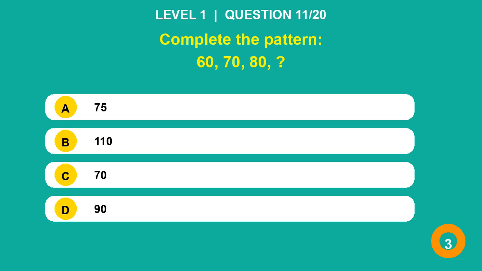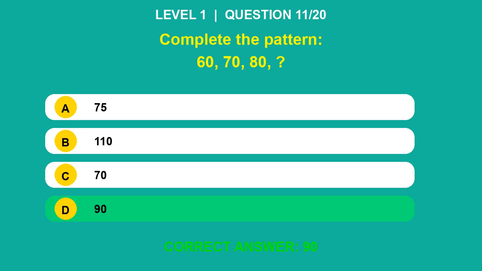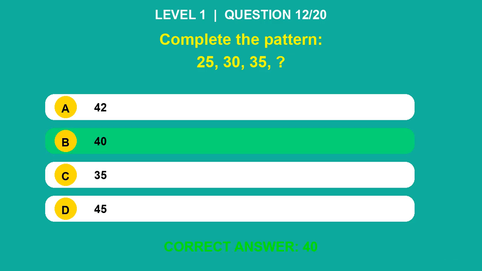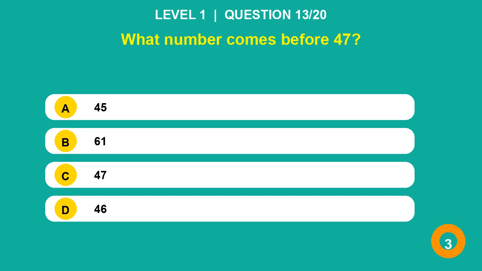Complete the pattern. 60, 70, 80. Answer is 90. Complete the pattern. 25, 30, 35. Answer is 40. What number comes before 47?